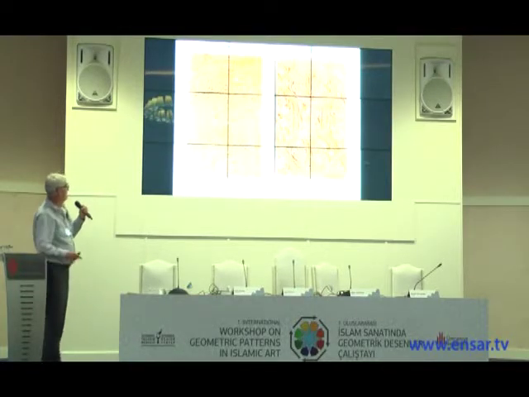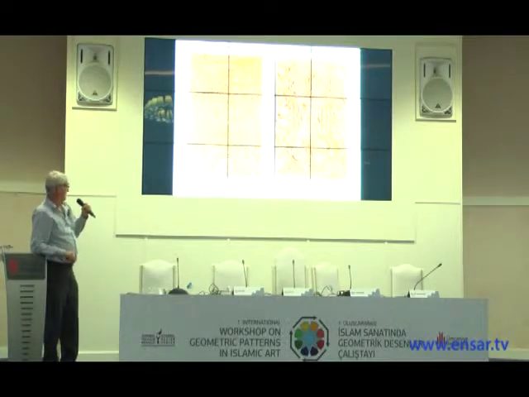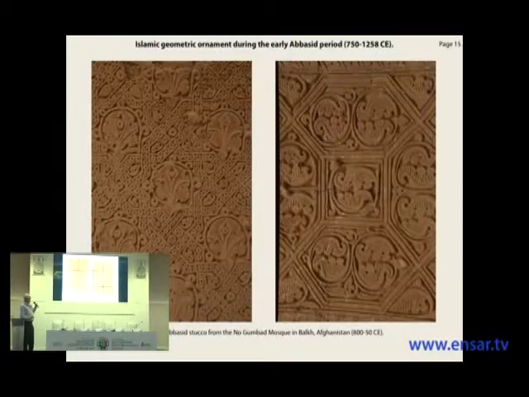This particular mosque, the Nogambad, was built quite early on, as you can see, in the 9th century. And it's got some superb work that's in really very good condition, considering its age. The building itself is not, but some of the ornaments are. And you can see on the right the use of a polygonal grid. On the left is the pattern, a well-known pattern.